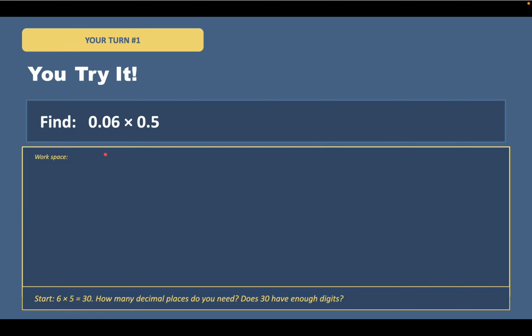Okay, so again, you already had your hint here. So we're going to count how many digits we need. 1, 2, 3 digits. And then we're going to multiply our numbers as if they were whole numbers. So 6 times 5 is 30. We need 3 digits behind our decimal point, but we only have 2. So let's add a placeholder 0 there, put our decimal point in front, and a 0 in our ones place. And to simplify, we can even drop that final 0, and we're just left with 3 hundredths.